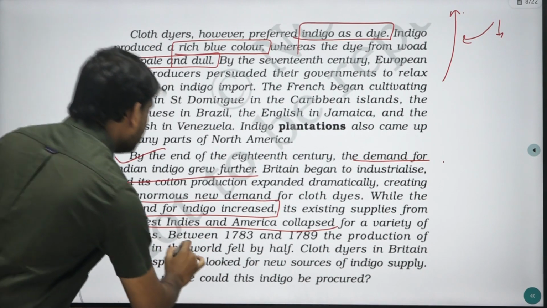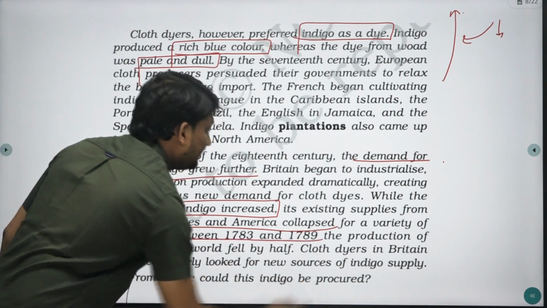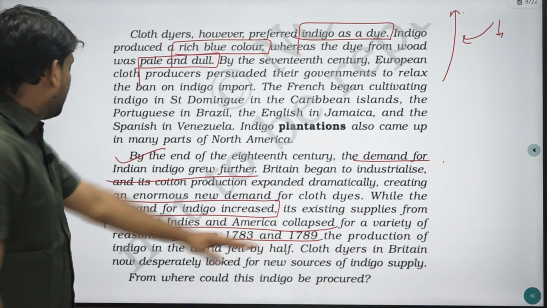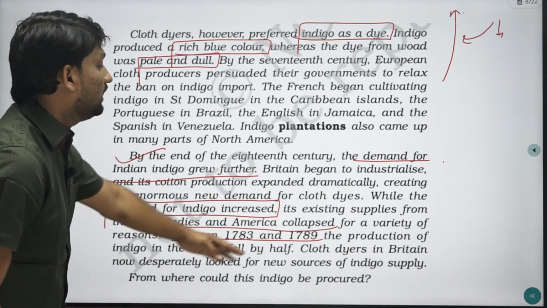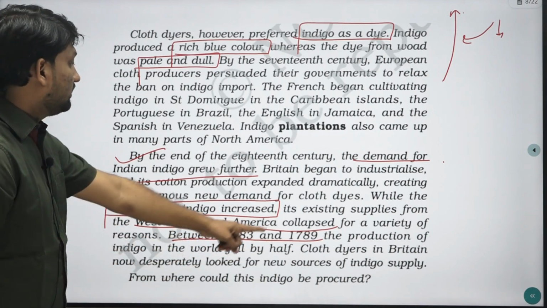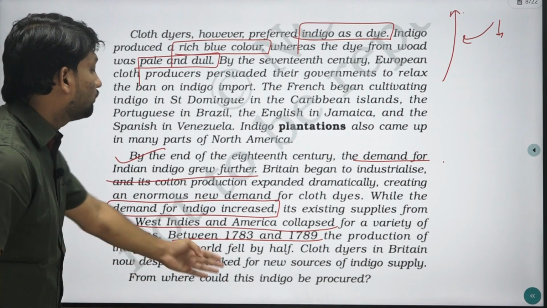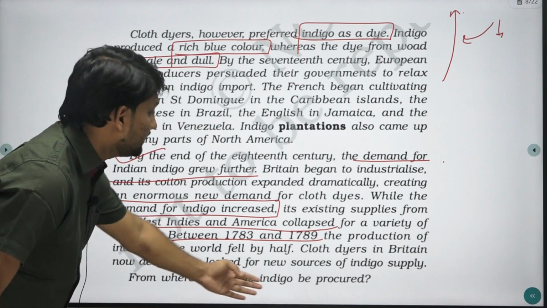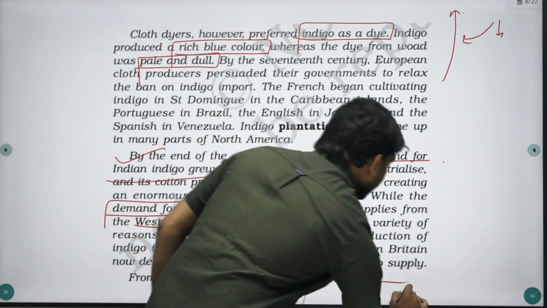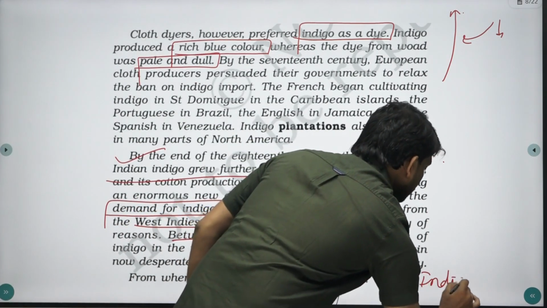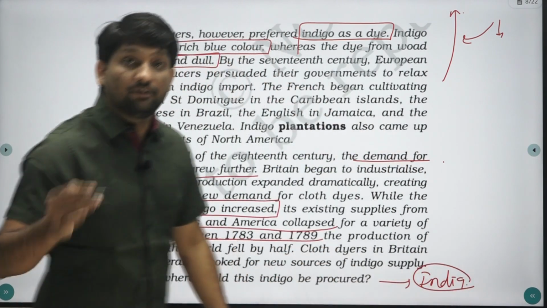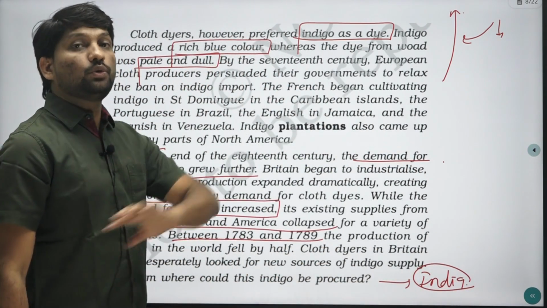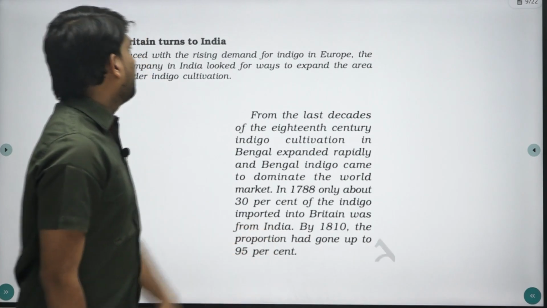For a variety of reasons, between 1783 and 1789, the production of indigo in the world fell by half. Cloth dyers in Britain now desperately look for a new source of indigo supply. From where could this indigo be procured? From India. Now they focused on India. They forced Indian cultivators to grow as much indigo as possible.